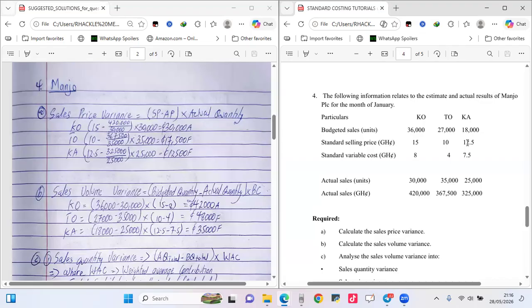The standard selling price is 15 for KO, 10 for TO, and then 12.5 for KA. Standard variable cost is 8 for KO, 4 for TO, 7.5 for KA. Now, actual sales units are 30,000 for KO, 35,000 for TO, and 25,000 for KA.